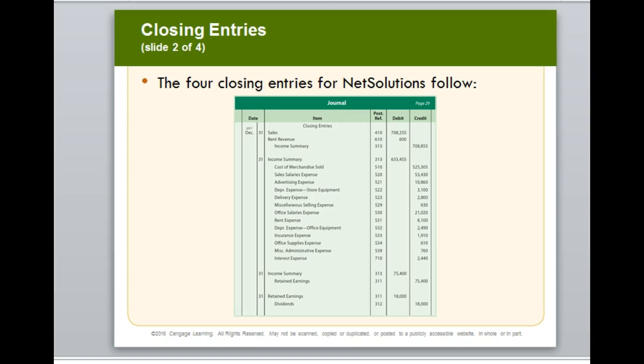And then we do have closing entries. The only thing that's going to be added here is that cost of merchandise sold has to be closed out with the expenses as we go down through there. So when everything is said and done, this is what your closing entries look like.